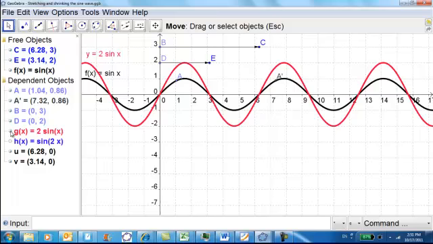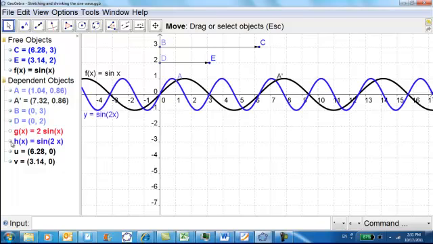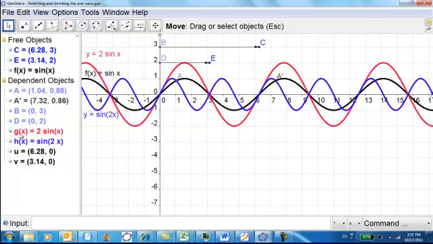Now if instead we double the inside, it actually affects it horizontally and shrinks it. So the period is shrunk by a factor of 2. The amplitude has remained unchanged. Okay? So two interesting effects on there. Let's sum those up then. Let's see what those mean in our picture.